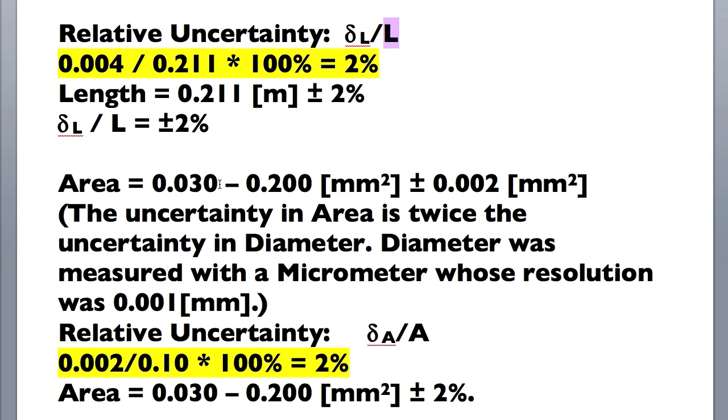Now area. The area ranged from 0.030 millimeters squared to 0.200 millimeters squared, where the uncertainty is 0.002 millimeters squared. The uncertainty in area is twice the uncertainty in diameter. Diameter was measured with a micrometer whose resolution was 0.001 millimeters. That's a precision micrometer. Relative uncertainty in area, uncertainty divided by measurement. We get 2%.